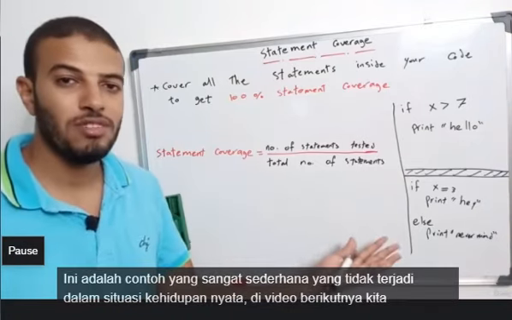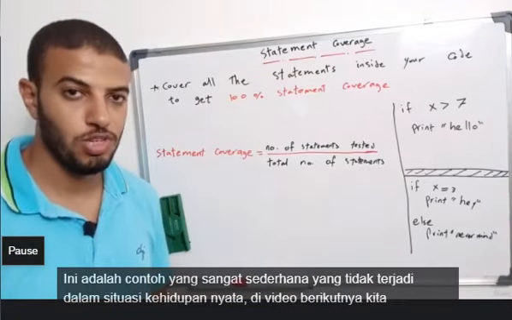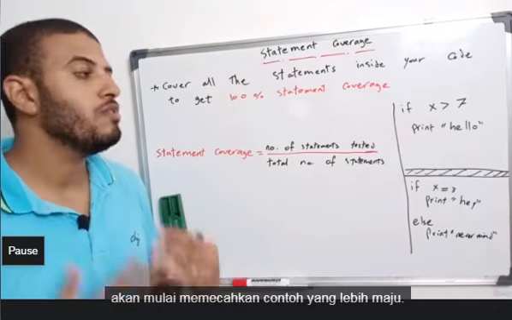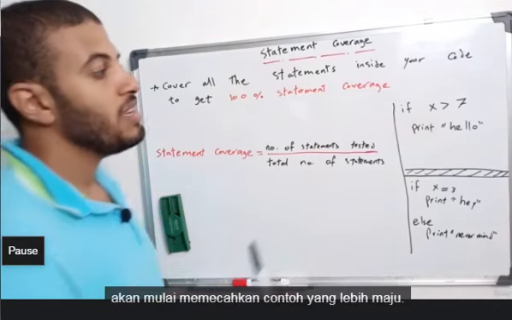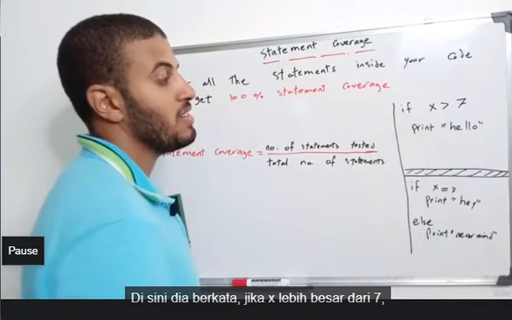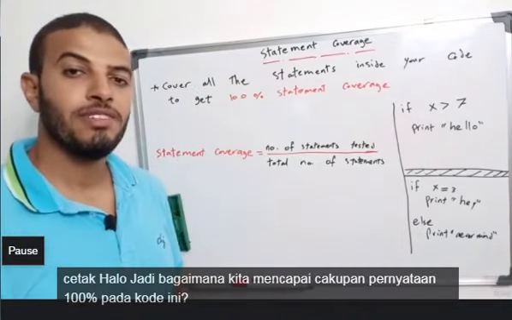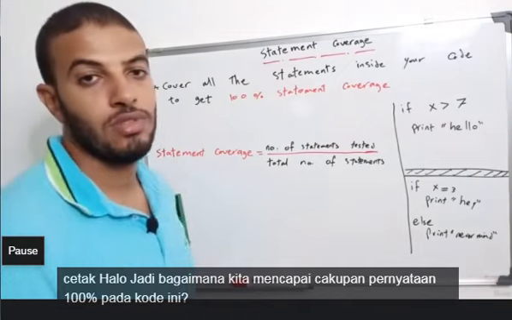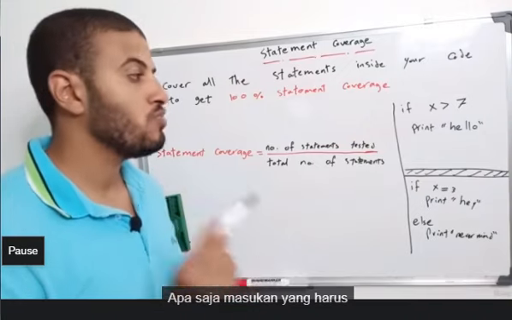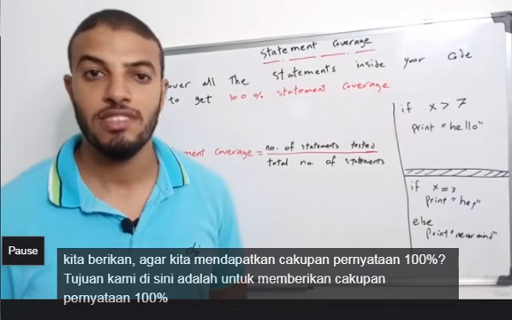This is a very simple example that doesn't happen in real life situations. In next videos, we will begin to solve more advanced examples. Here it says, if x is greater than 7, print hello. So how do we achieve 100% statement coverage on this code? What are the inputs that we must provide so that we get 100% statement coverage?